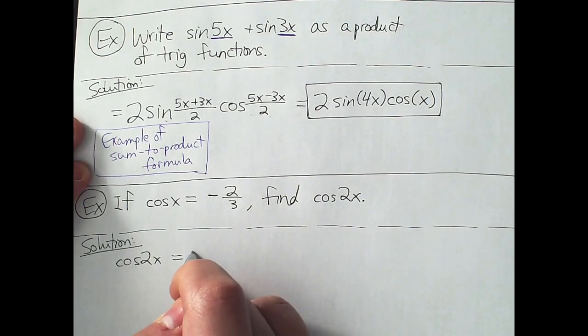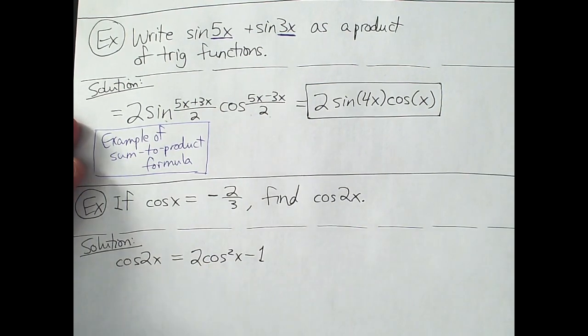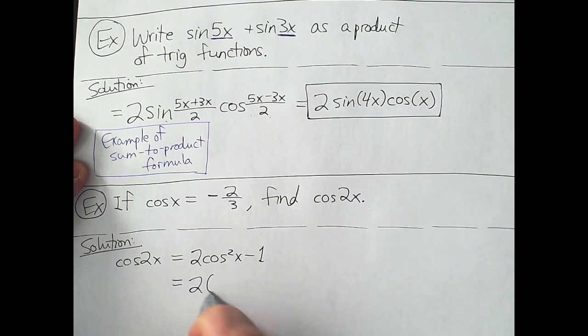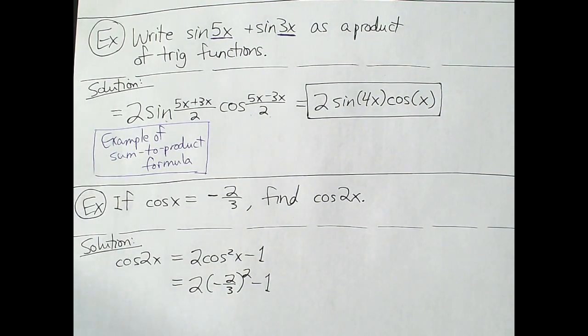I think it's going to be the one that involves cosine. So this is the identity that I want to use, because this has cosine squared x, and we know what cosine squared is. Cosine squared was given in the problem to be negative 2/3. So look at that. Whatever number this equals, that's going to be the answer.